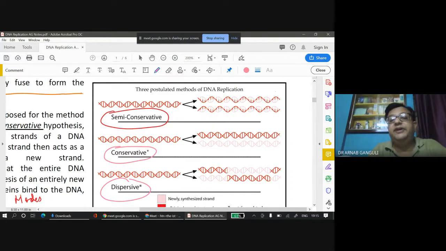In the semi-conservative, what happens? These two strands, they denature. First strand, second strand. And on the top of that, another new strand is completely synthesized. In the conservative, what happens? It doesn't separate. The double strand gives rise to another complete new strand. Here, what you have is one old strand plus one new strand.